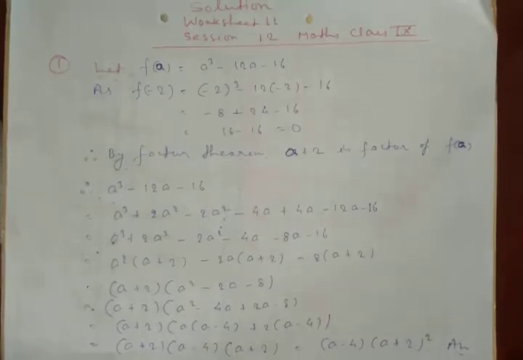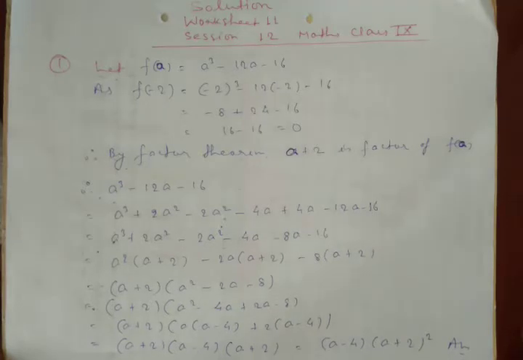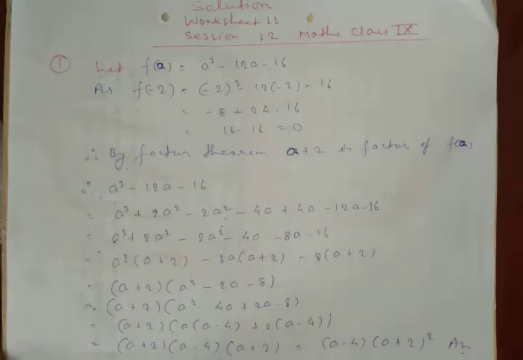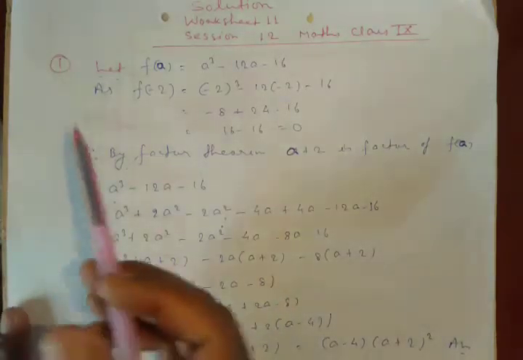This is the solution of worksheet 11, session 12, mathematics class 9. And this is the solution of part 1 of chapter 8, factorization. In this worksheet, I have given you 5 questions, and you have to factorize all of them by using the vanishing method or the trial method. So here is the first question.